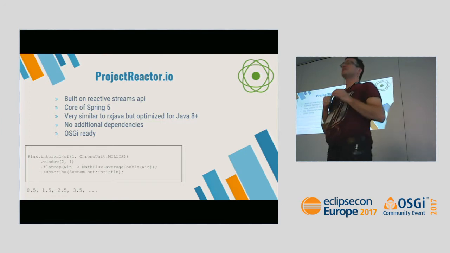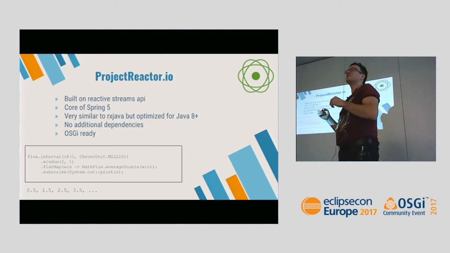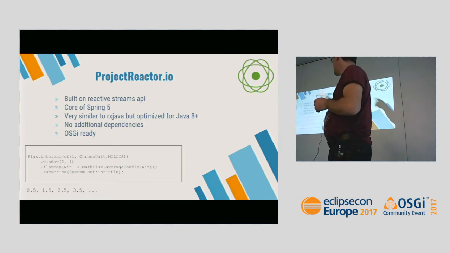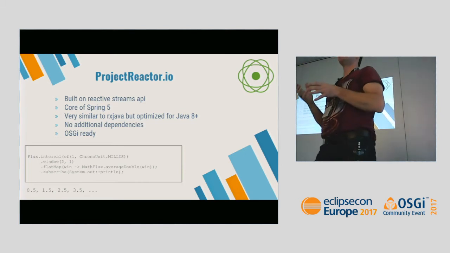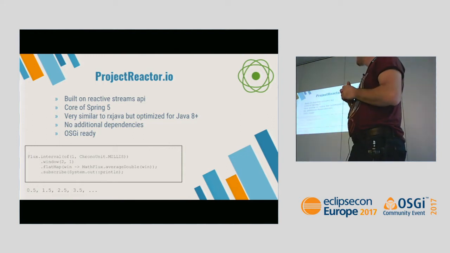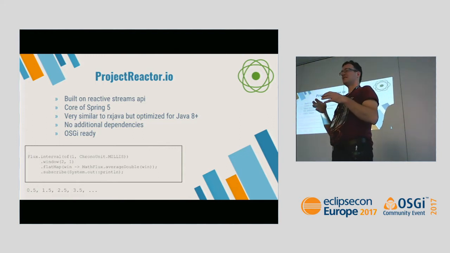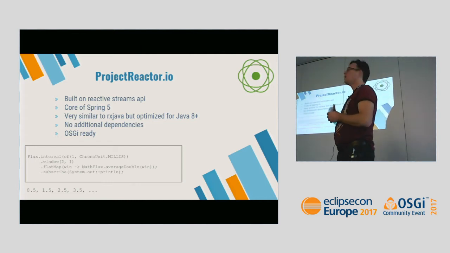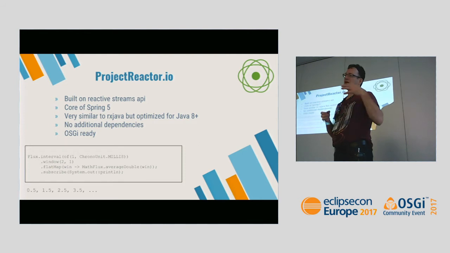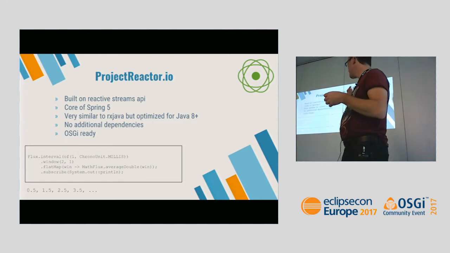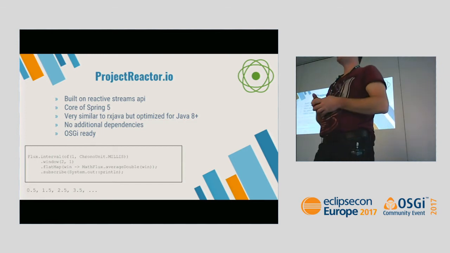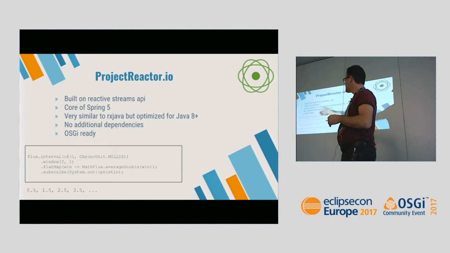The interesting part is, and I actually did not expect that from the Spring guys, which are also behind Project Reactor, but it's a separate entity. It doesn't have any dependencies, which is very unusual for Spring stuff. So basically the only dependency it has is the Reactive Streams API, which is of course needed, and it's out of the box OSGi ready. So Reactive Streams is a bundle, and Project Reactor is a bundle, so you can just install these into OSGi and it just works.